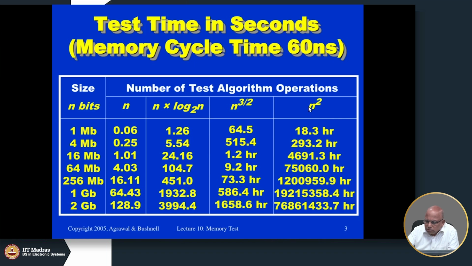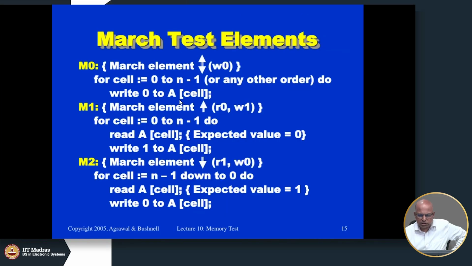So your galloping test, etc., they are just theoretical. You can't run a galloping test for even 1 megabit, right? It will take 18 hours to run it. Right? So you can't do this. These are the March tests.